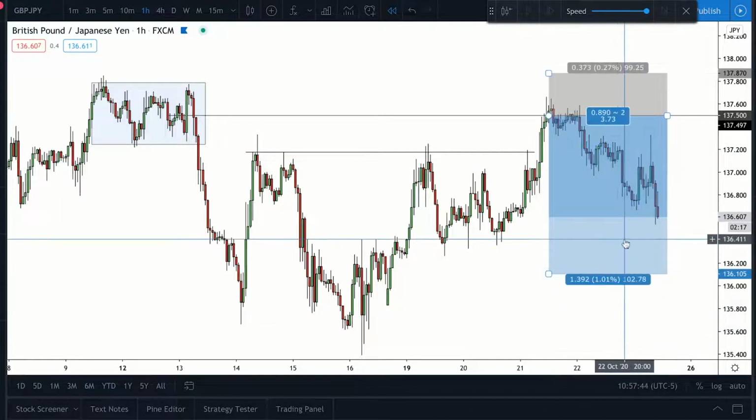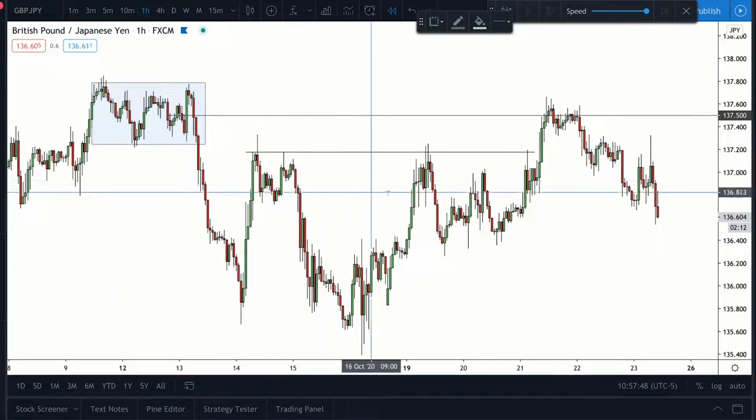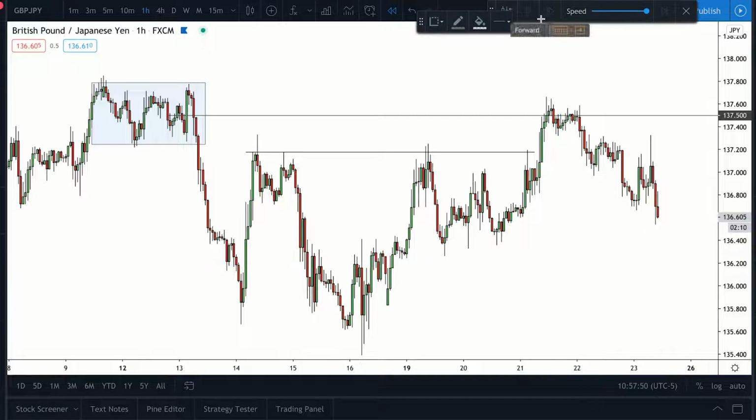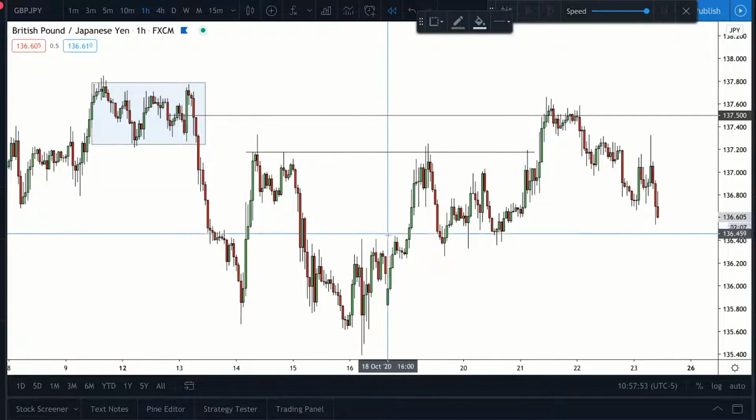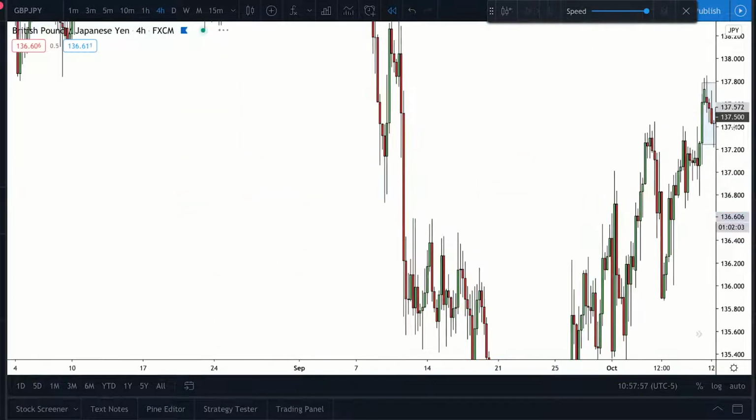So there you go. That's liquidity in a nutshell. And it's best identified by finding equal highs and equal lows in the market. We're essentially looking for areas where the masses will be buying or selling. Now, I'm going to show you another example from the flip side of it on the buy side.